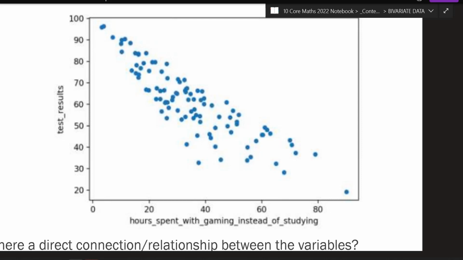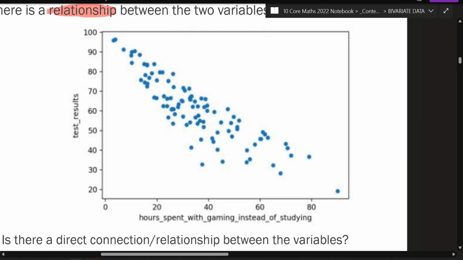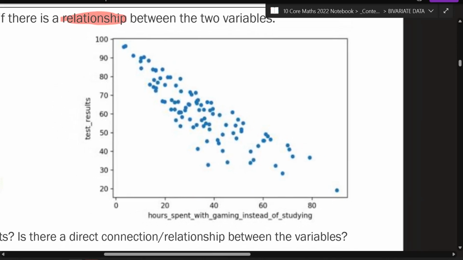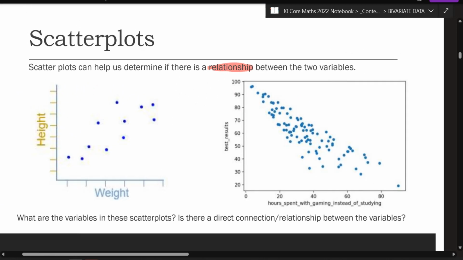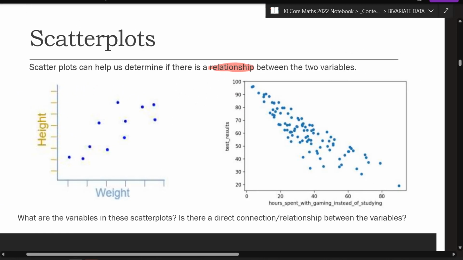Look at this guy. This guy played how many hours? Nearly 70 hours or 90 hours of video games. I'm kidding. And his test result was around 20 or less. Okay? So that's something to keep in mind when it comes to looking at relationships between variables. So you're interpreting it, you're looking at it, and you've got to come up with the meaning of it.